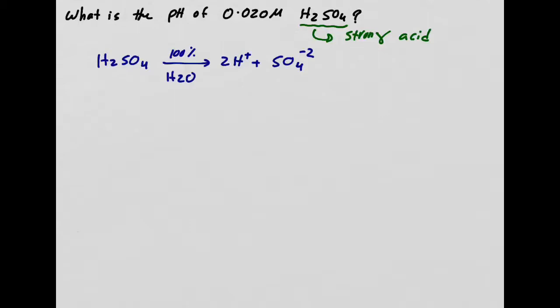Now, I had 0.020 molar sulfuric acid. If I have a strong acid, which means it has 100% dissociation, that means every single sulfuric acid is going to break up. How many H plus do I end up with? I want you to think about this. Now, before you answer that, I'm actually going to draw a little cartoon diagram.